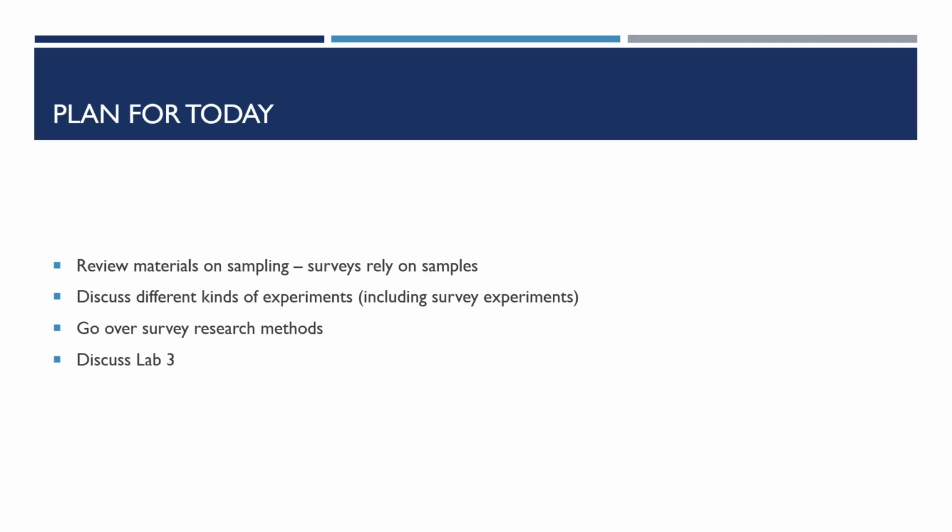We'll start off, like I said, reviewing the materials on sampling since surveys rely on samples, and we want to make sure we understand the difference between probability and non-probability samples, as well as different types of probability sampling techniques. After we do that, we'll spend some time talking about different kinds of experiments, including survey experiments related to this week's material.